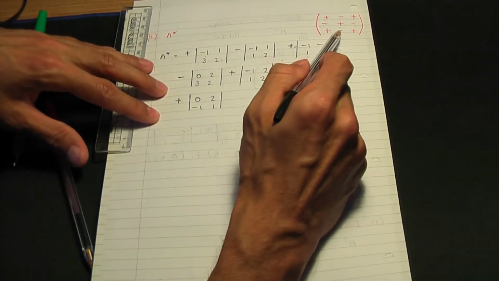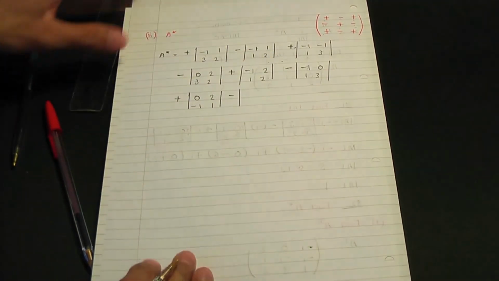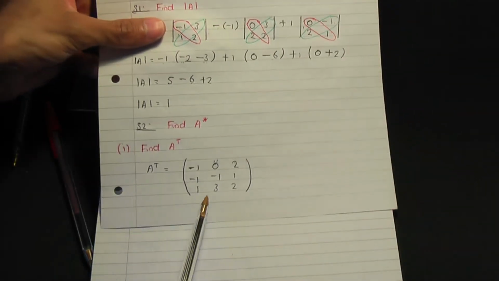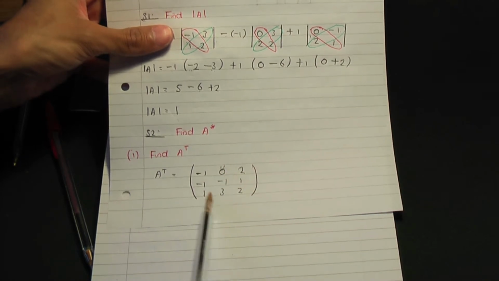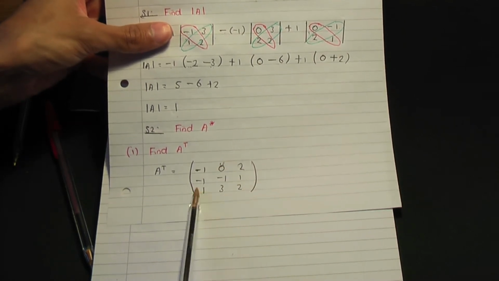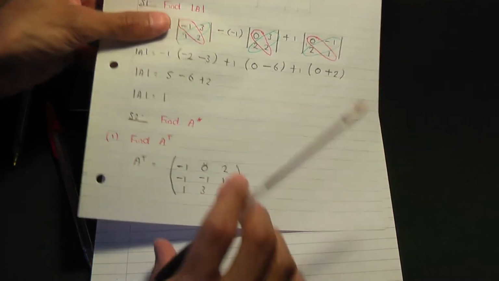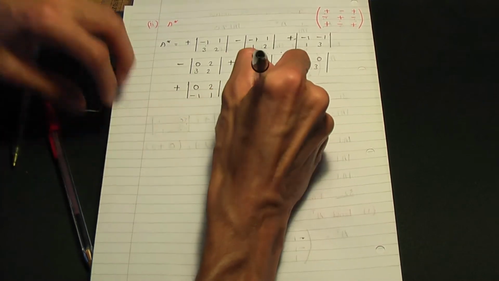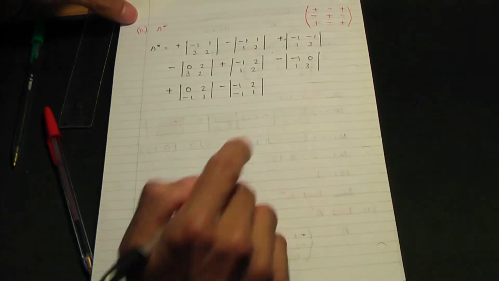Second element of row 3, sign is a minus. Go back to your transpose. Let's figure out the minor of that element. So ignore the row and the column. And the elements of that determinant are -1, 2, -1, 1.